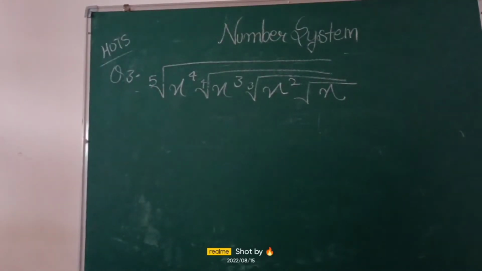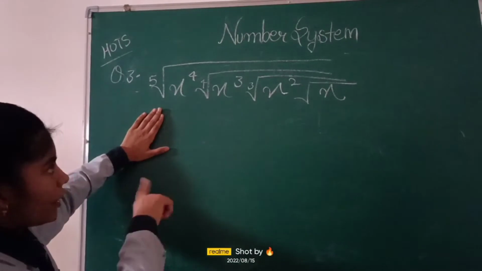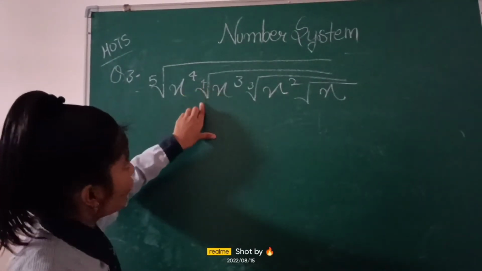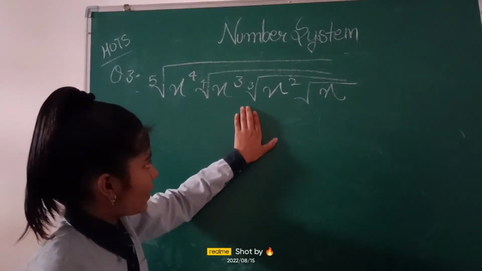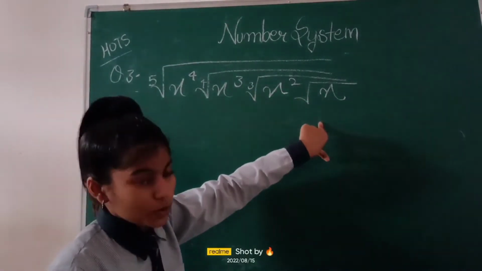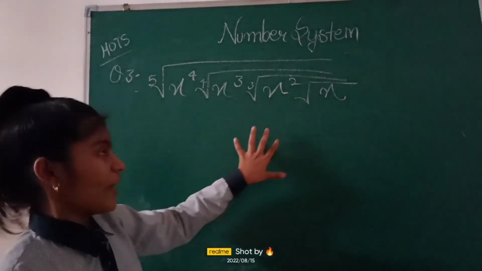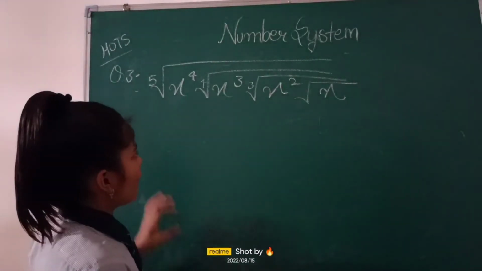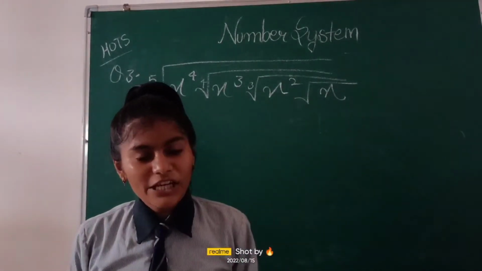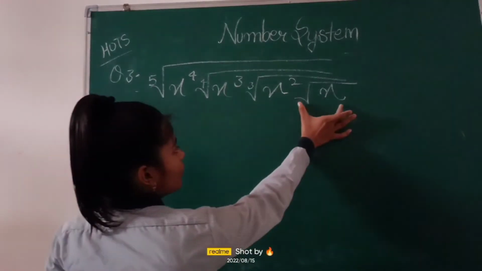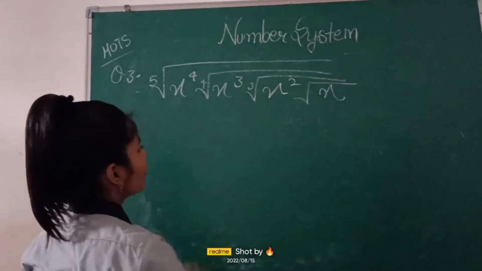So this is the next question, which is the fifth root of x raised to the power 4, times the fourth root of x raised to the power 5, times the cube root of x squared times root x. This we have to solve. This is very easy, just looking complicated. What we have to do? Just use the rules which we know and try to solve this. Firstly, we will begin from this part and then solve the whole.